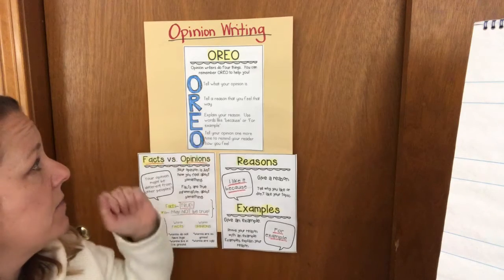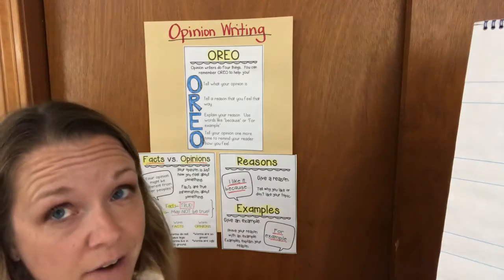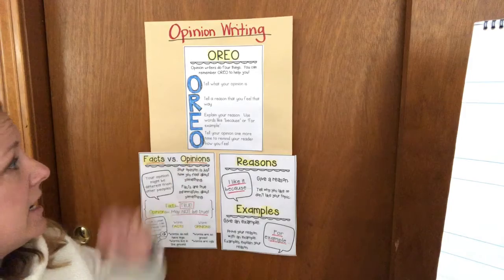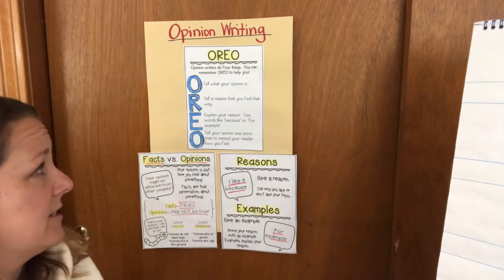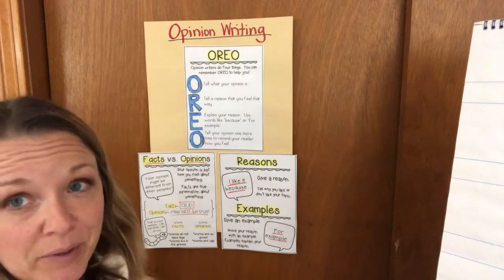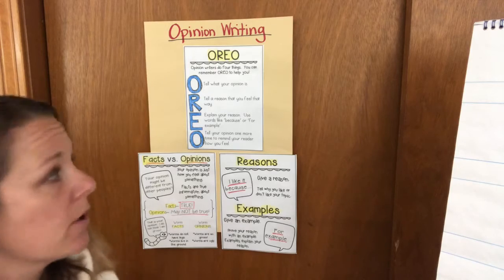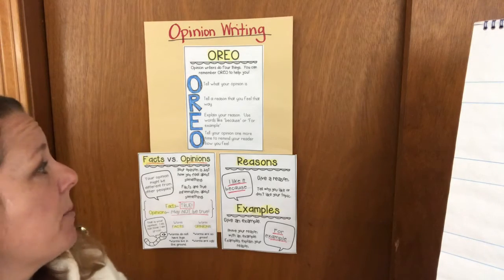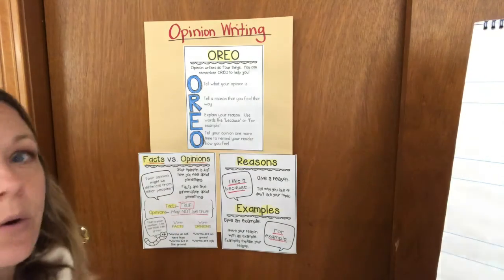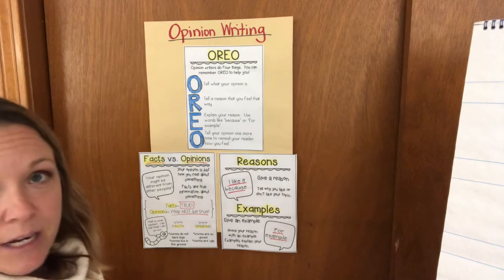The R means tell a reason that you feel that way. Well, in 2nd grade, we try to have at least 3 reasons. The E means explain your reason. Use words like because or for example. And the last O means tell your opinion one more time to remind your reader how you feel. That's the conclusion sentence.